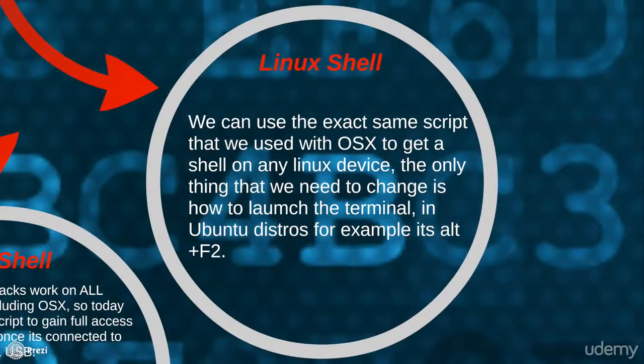So we've seen how easy it is to gain shell access on OS X devices using the HID keyboard attack and a Rubber Ducky script. Today we're going to use the exact same script to gain access to a Linux box. There's really no need to make this video, but I'm making it just to prove a point: this attack works on all operating systems, to show how flexible Rubber Ducky is, and how easy it is to modify existing scripts to achieve our goal.